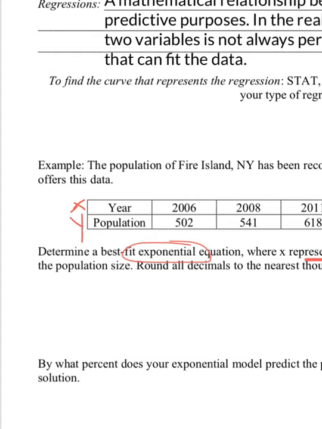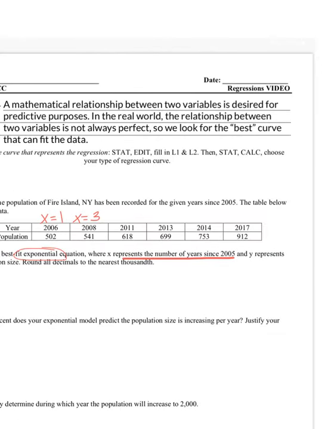You have to be careful though, because x represents the number of years since 2005. So when you go to type this into List 1, when you're talking about the year 2006, 2006 is 1 year since 2005. So you're going to type in 1, and then you're going to go down. Now we have 2008 is 3 years since. And then you keep going across. 2011 will have been 6 years, and then 8 years, 9 years, and 12 years. So the years are what's going into List 1. The population is what's going into List 2. Okay? Population you can keep like normal.